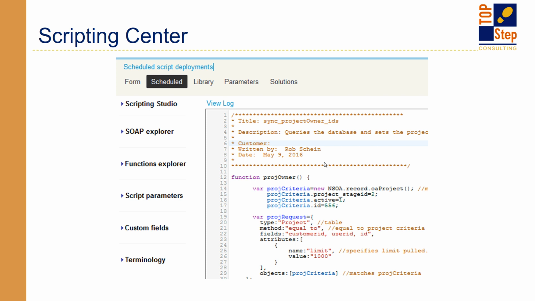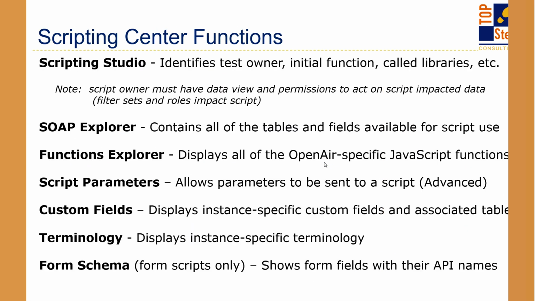You have your code in the large window on the right side of the screen, and you have all these helpers on the left. Here are the functions that the Scripting Center gives you, the items that we saw on the left of the screen. The Scripting Studio allows you to identify your test owner, what function in the code should be the kickoff function, what libraries you are calling, and a few other things.